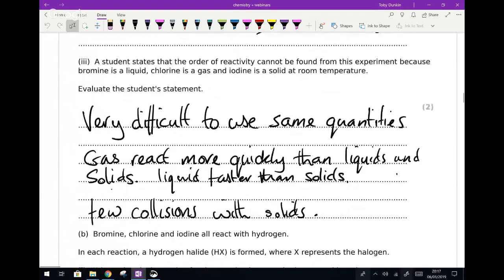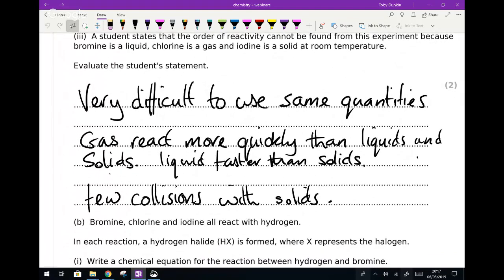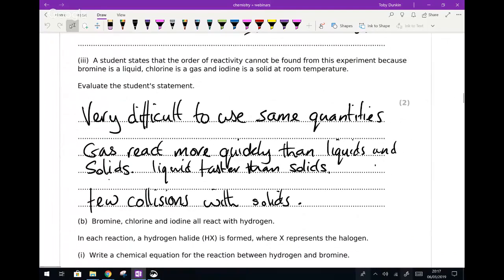Okay. Really lovely question. Wasn't my favorite, but it was close. A student states that the order of reactivity can't be found from this experiment because bromine is a liquid, chlorine is a gas, and iodine is a solid. Evaluate the student's statement. So what's the problem? It would be very difficult to have the same quantities of each. Because chlorine especially is a gas, you've got hardly any of it. Bromine, you've got loads of it as liquid, even more as a solid in iodine. So the quantities would be very hard to maintain.